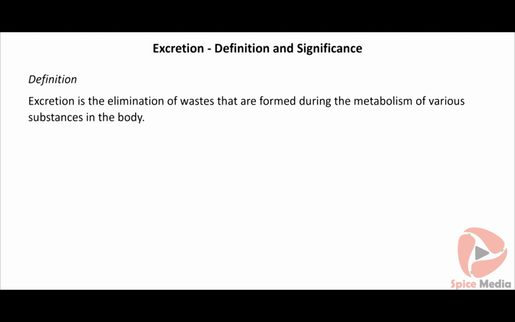Definition. Excretion is the elimination of wastes that are formed during the metabolism of various substances in the body.